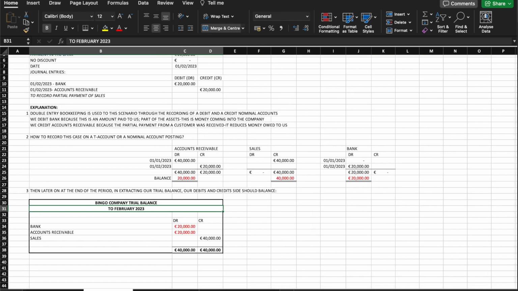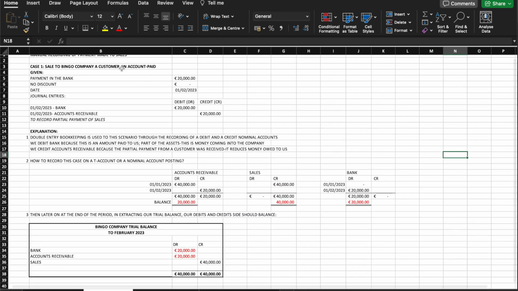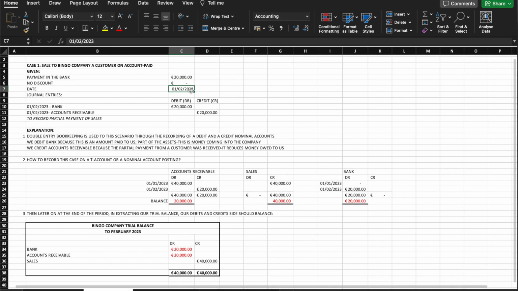So using the same example, guys, there was a payment from Bingo Company, and the given scenario is that we received the payment in our bank and the amount is 20,000. Of course, we are still in a no discount transaction or case. So there was no discount deducted, and the payment was made in February 2023. How are we showing that in our journal entries, guys?